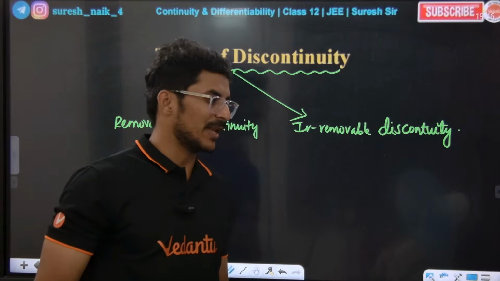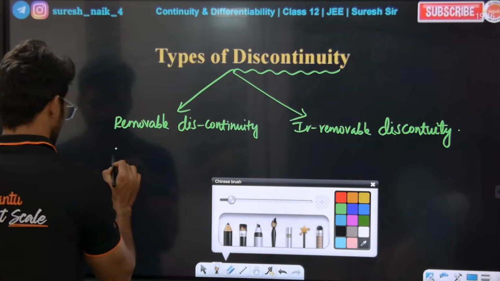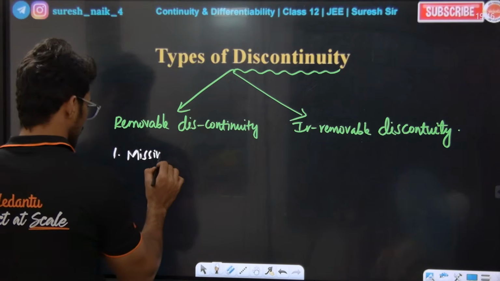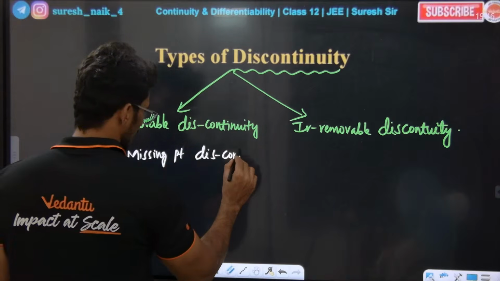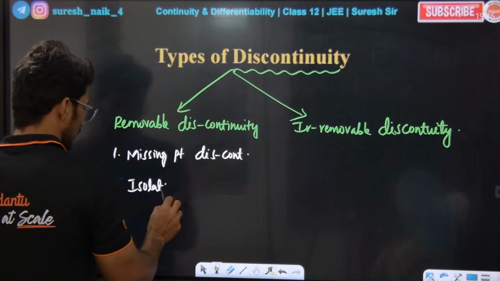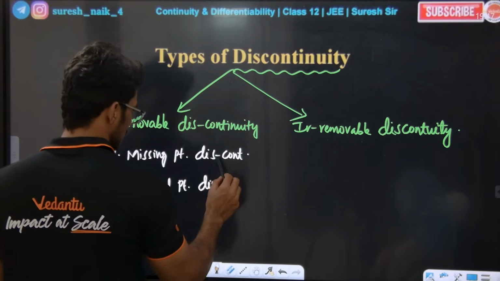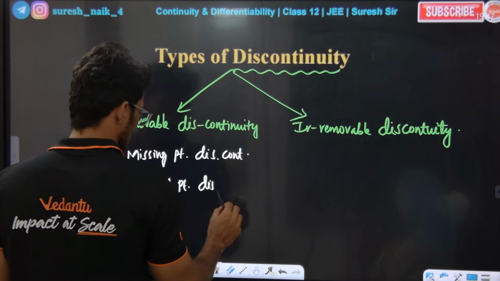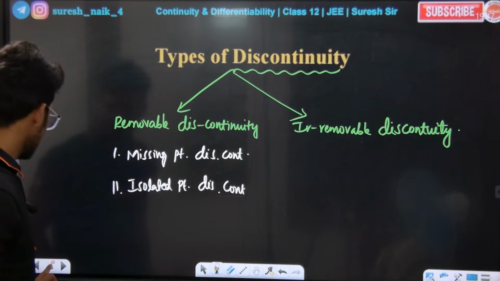Removable discontinuity, irremovable discontinuity. Sir, again in removable we will be getting two types. Missing point discontinuity, and isolated point discontinuity. Isolated point. PT means point. So that is what I'm going to teach you now.